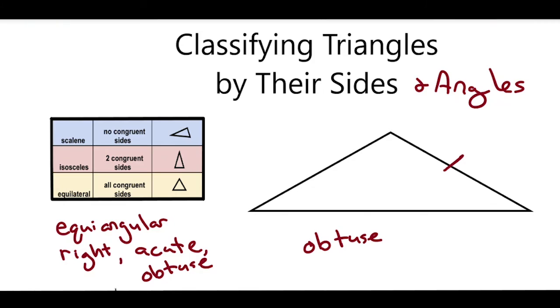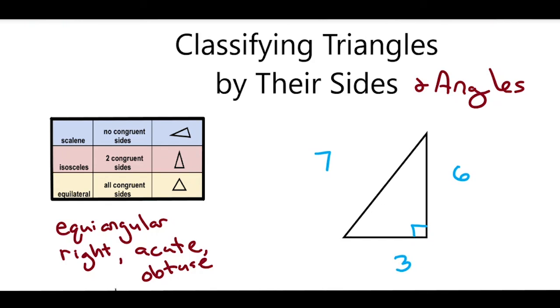But what if I also told you that those two sides were congruent? That would mean that it's also an isosceles triangle. So this is an obtuse isosceles triangle.